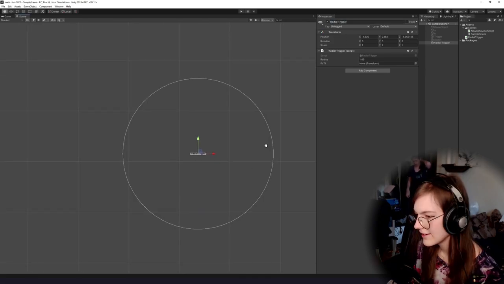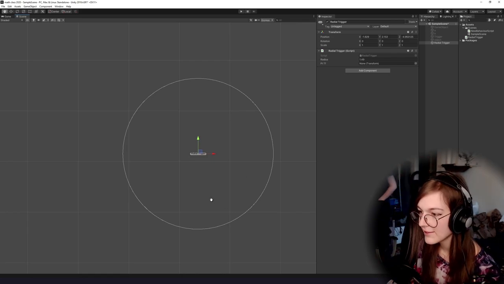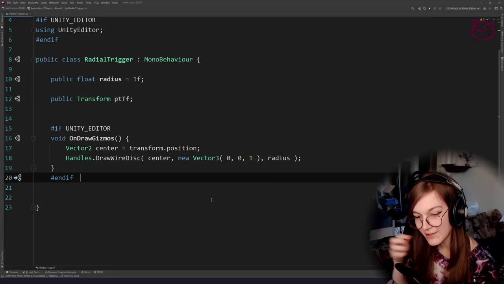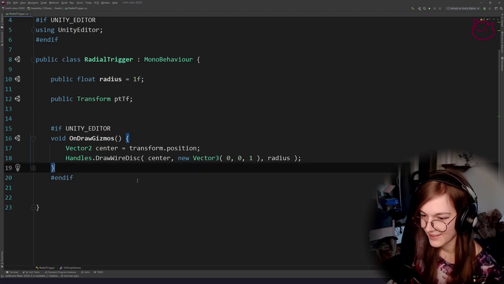Is there any way to change the thickness of a gizmo and making it look good? No, not really. For that, you would need a vector graphics library.